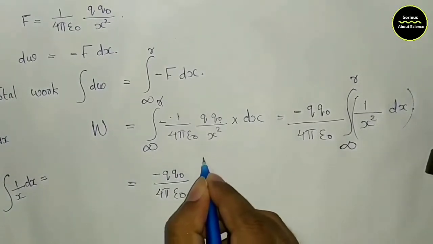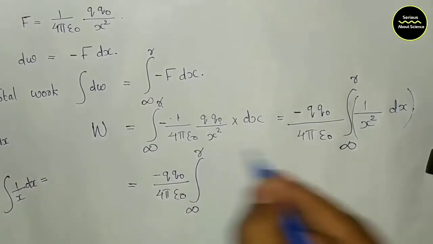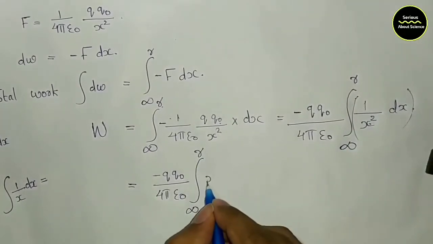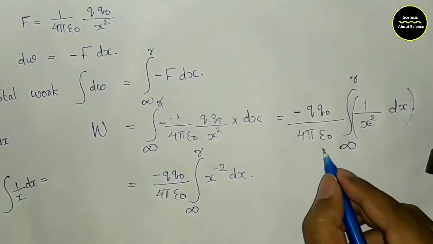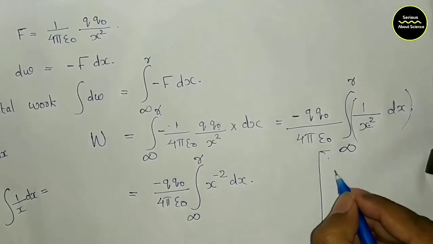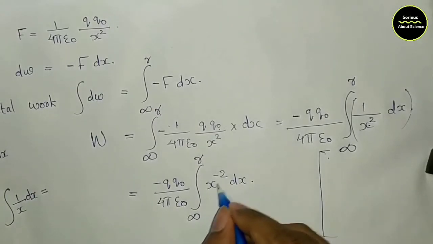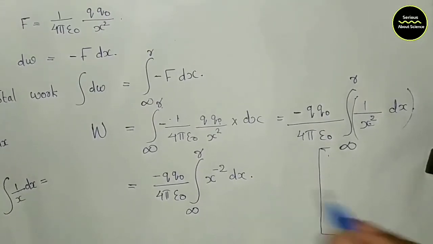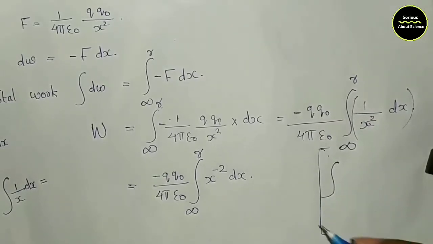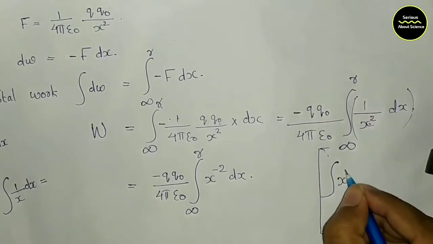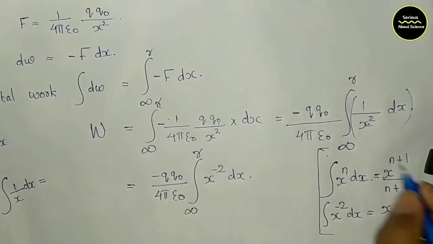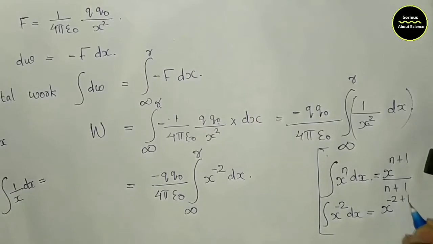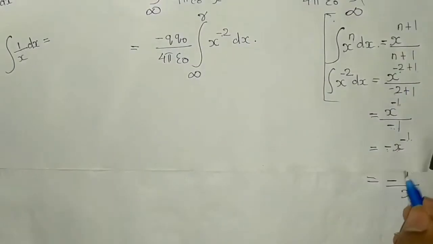What is the value of integral 1 by x square dx? You can use the common identity for x raised to n dx. Here, when x square comes to the numerator, it will turn to x raised to minus 2 dx. That will be x raised to minus 2 plus 1 by minus 2 plus 1. So the answer will be like this: q q naught by 4 pi epsilon 0, integral from infinity to R of x raised to minus 2 dx. Integral of x raised to n dx is x raised to n plus 1 by n plus 1. The answer will be x raised to minus 1 by minus 1.